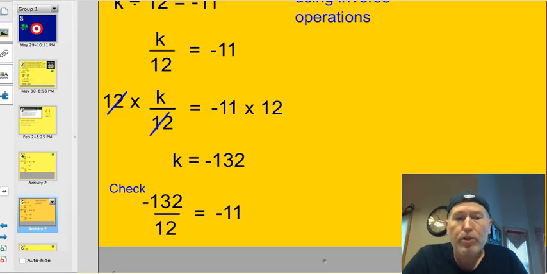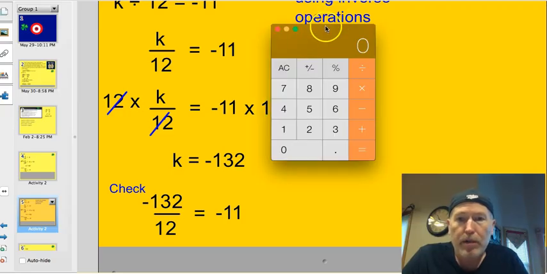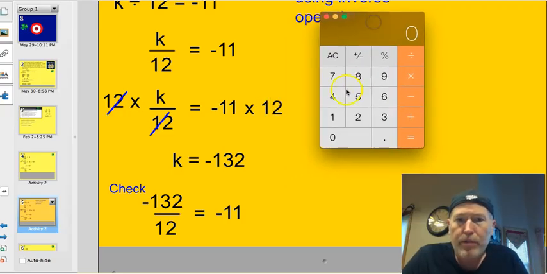Want to make sure you know how to enter this into your calculator. Your calculator may be a little bit different, but most of them are pretty similar. So let's check my answer here. I'm going to take a negative 132, so I put in 132, and then I hit the negative key. There's my negative 132. I'm going to divide that by 12, and there I've got my negative 11, so I'm right on.